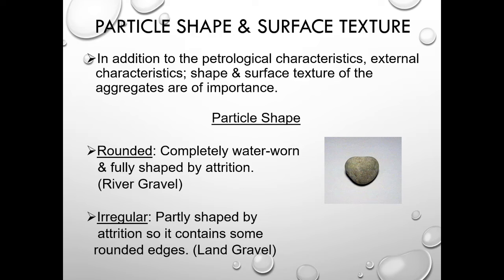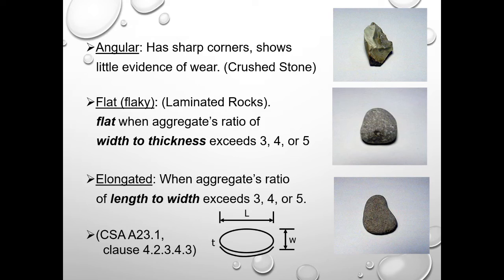We have irregularly shaped aggregates where some of these particles are somewhat worn off, but not totally. So we do have some rounded edges, some angular edges. Angular, as you can see in the photo, sharp corners, shows very little evidence of wear. And typically when we produce aggregates from a quarry, we'll have about 100% crushed aggregate. So all the edges will be sharp and angular.